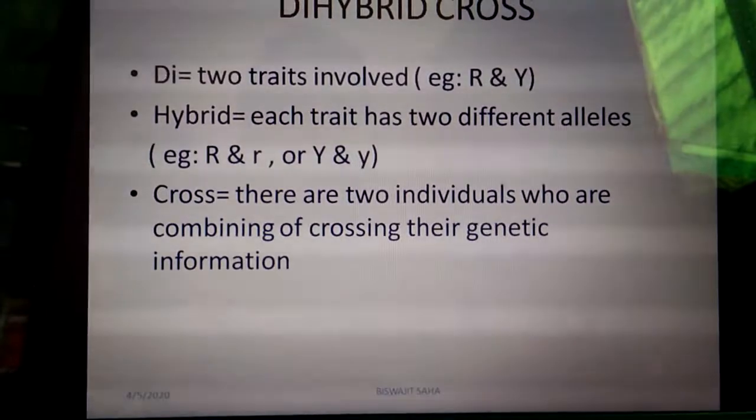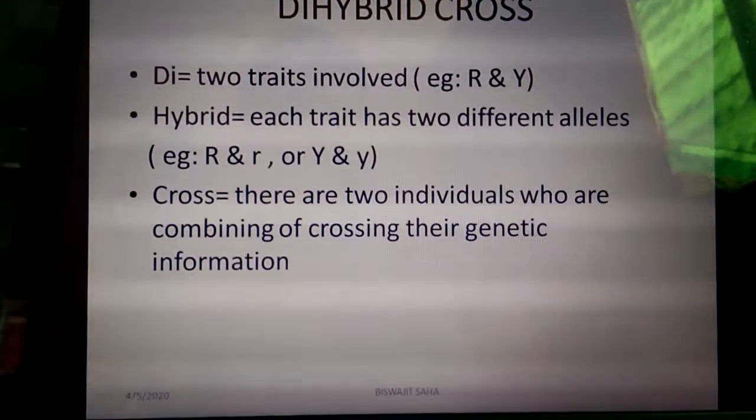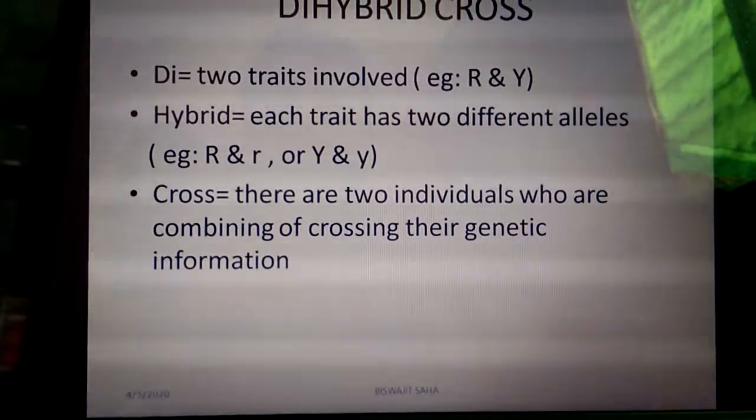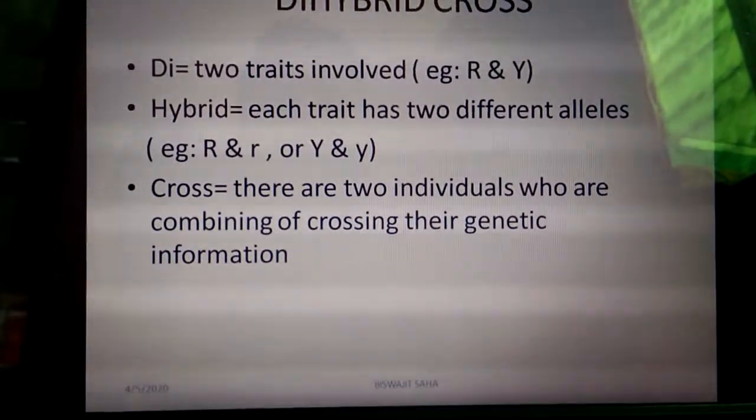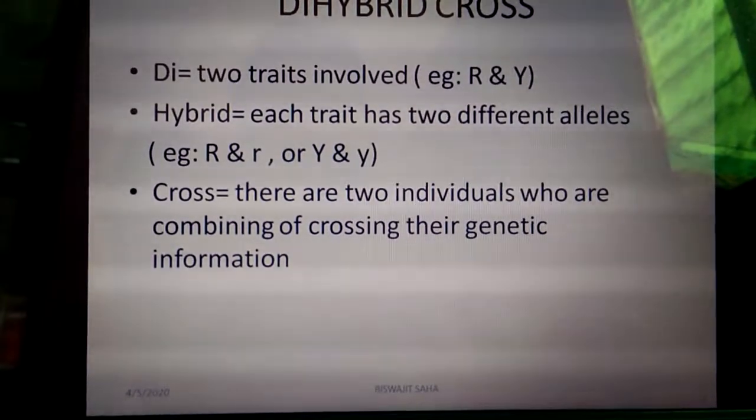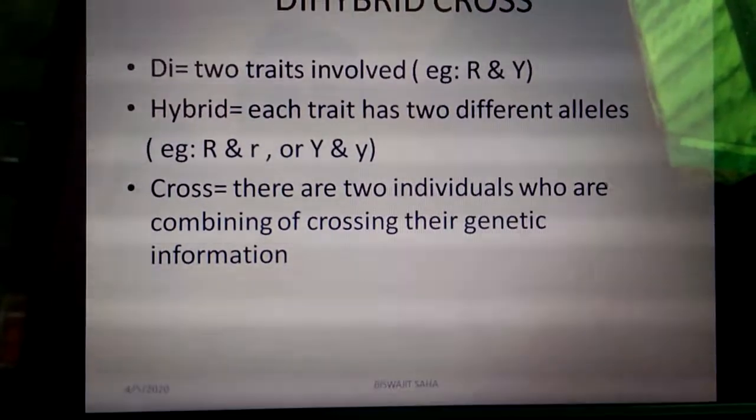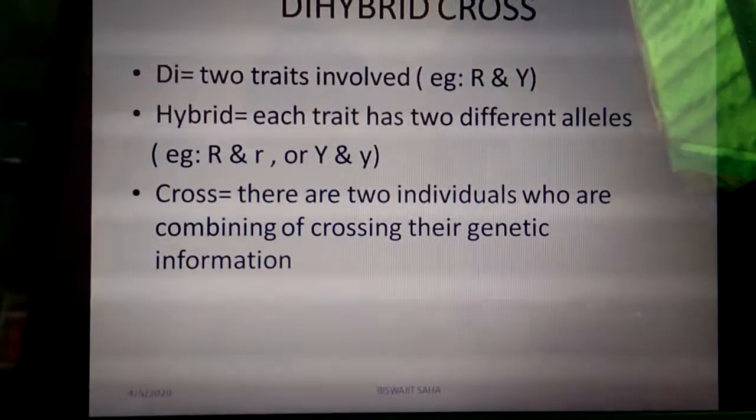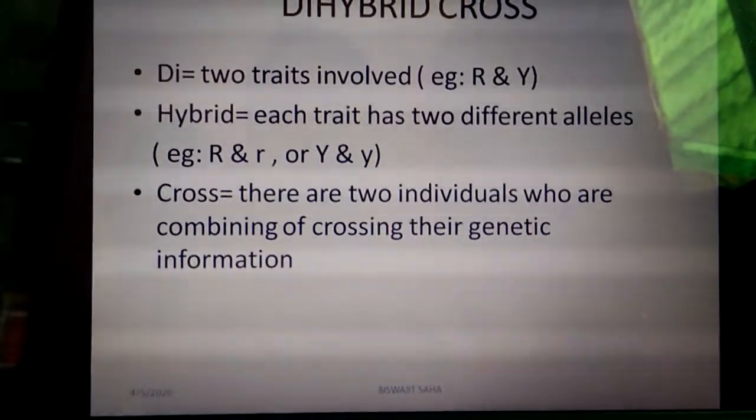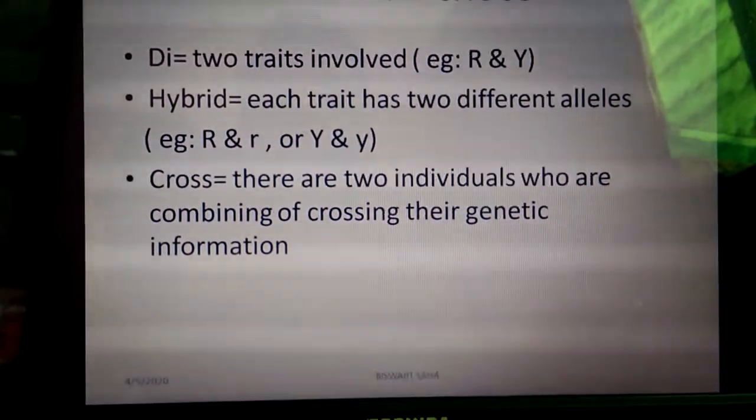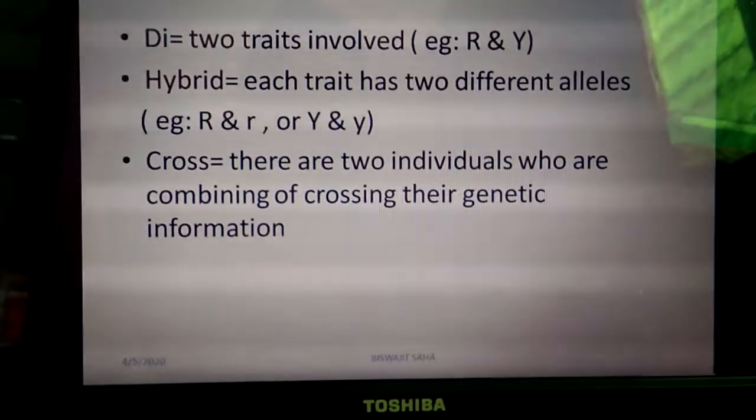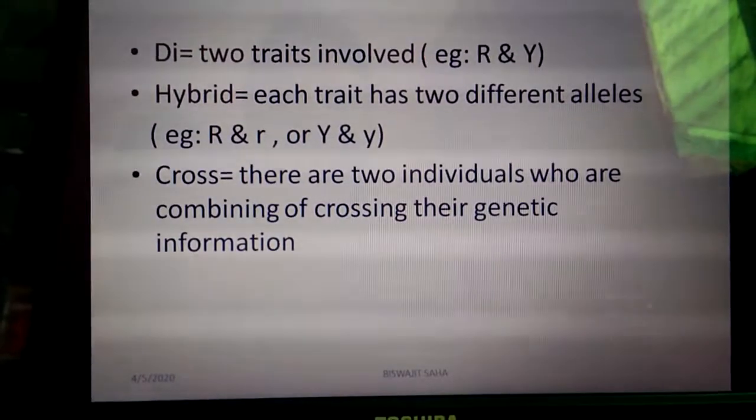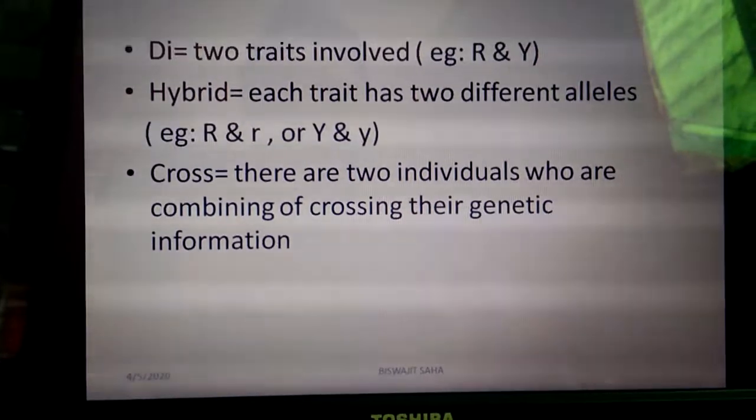Here the capital R stands for round, and it is the dominant allele, and if it is small r then it is the recessive allele. Similarly, capital Y is the dominant allele for the color yellow, and small y is the recessive allele. That means if an individual possesses only small y, they will express green color. And now what do you mean by cross? Cross means there are two parental individuals, father and mother, which are combining or crossing their genetic information.